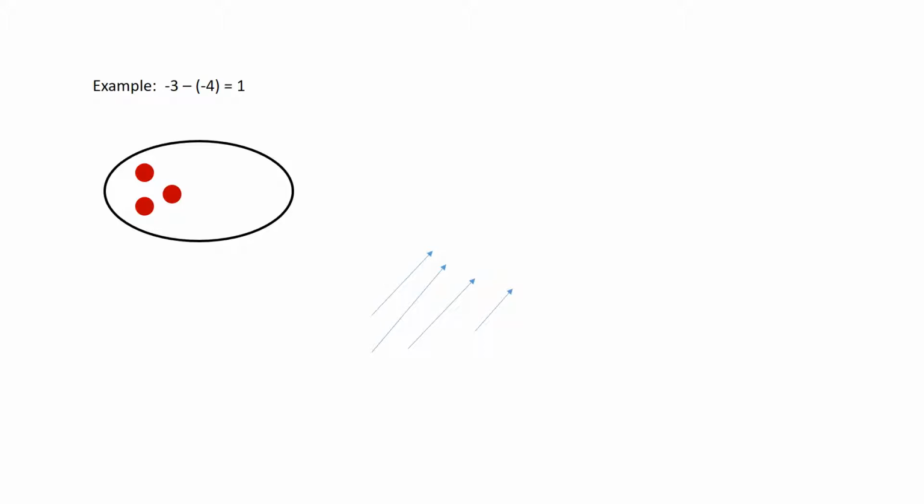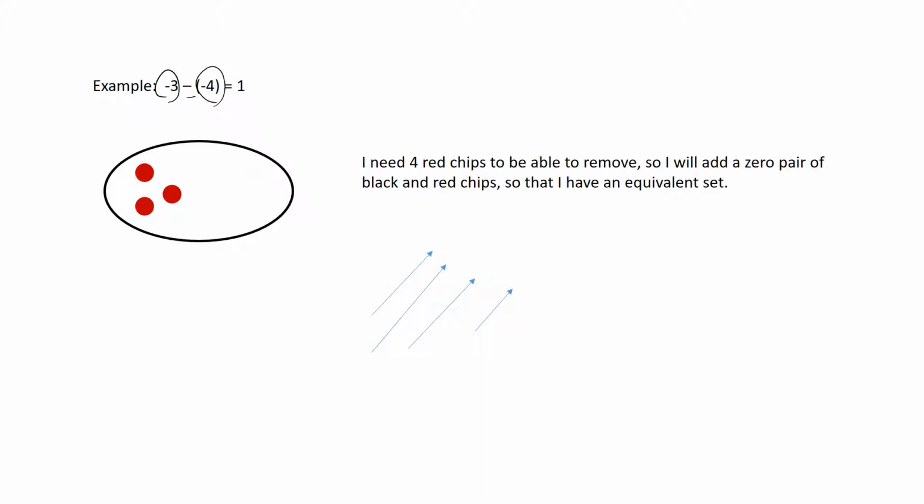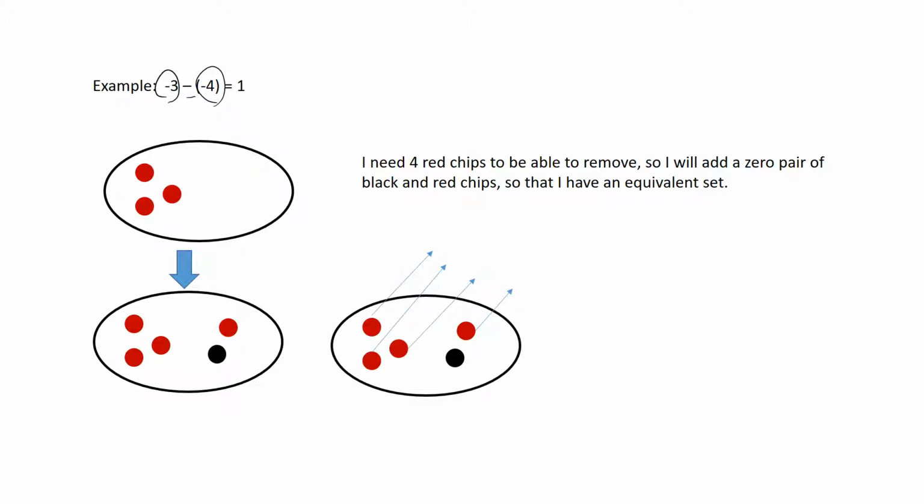Okay, so I accidentally wrote my problem down here first. I have -3. I want to subtract out a -4. So I first represent -3 right here. But I need to pull 4 red chips out of here. But I don't have 4 red chips. But to get enough, I can add in one pair of black and red chips. And now I can pull the 4 red chips out. And what I'm left with is this one black chip.